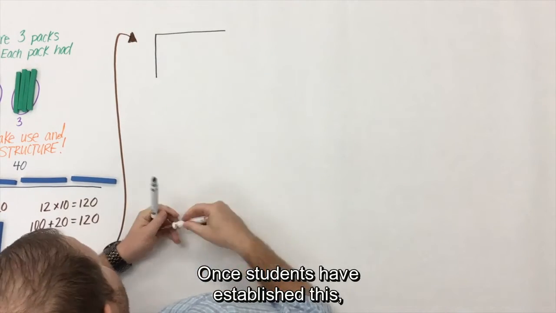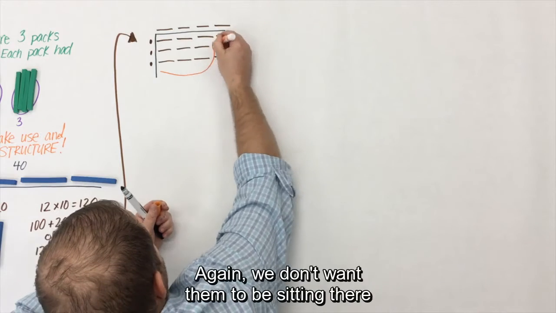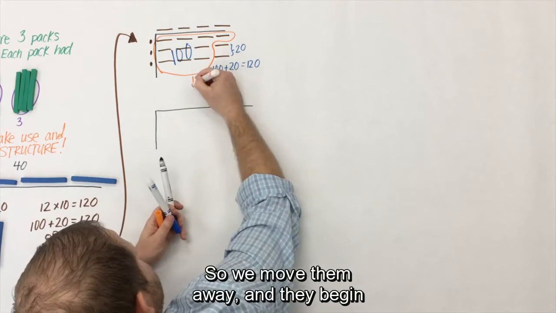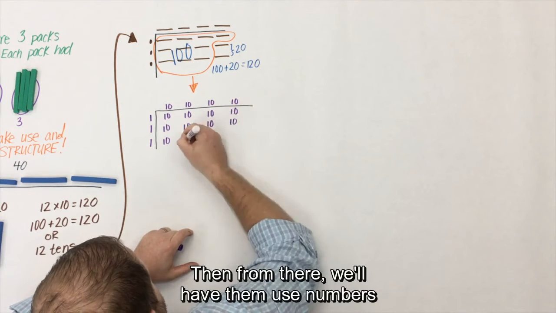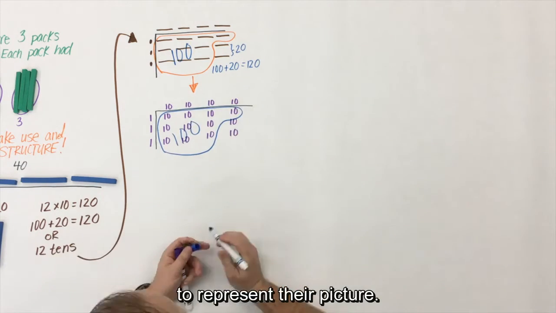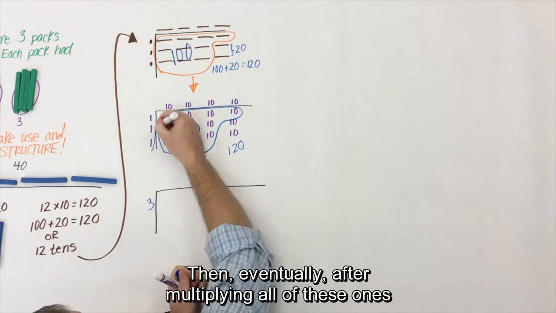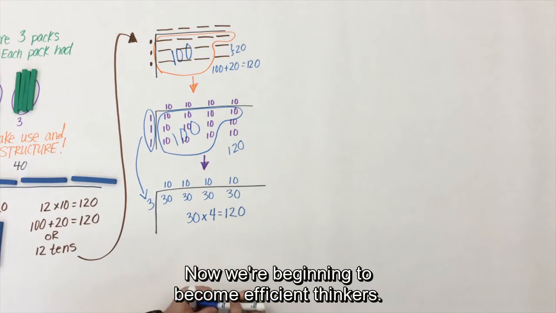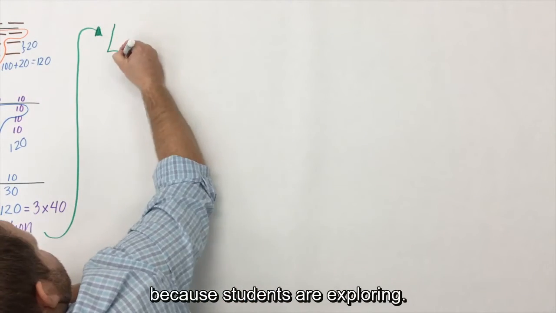Once students have established this, they should be diving into drawing pictorial models for what they're concrete. Again, we don't want them to be sitting there with manipulatives all the time. So we move them away and they begin to draw a pictorial representation for what their concrete model looks like. Then from there, we'll have them use numbers to represent their picture. All of the time, connections are being made. Then, eventually, after multiplying all of these 1s and 10s, students begin to collect and group numbers together. Now we're beginning to become efficient thinkers. The connections are being made all around because students are exploring.